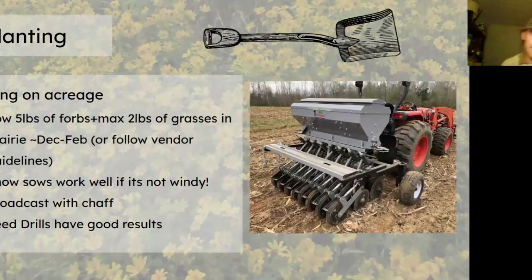Now we're talking big game. Seeding on acreage. MPF's, the Missouri Prairie Foundation's ratio is 5 pounds of forbs to 2 pounds of grasses. I would look at the vendor guidelines of whatever seed mix you're buying, but you're like, grasslands, not a lot of grass. What's up with that?